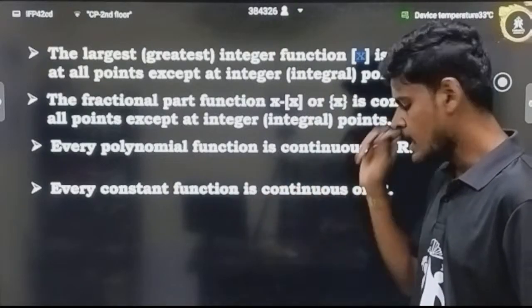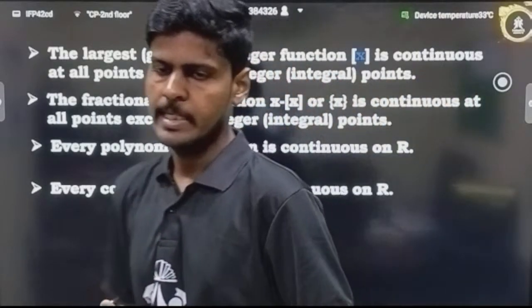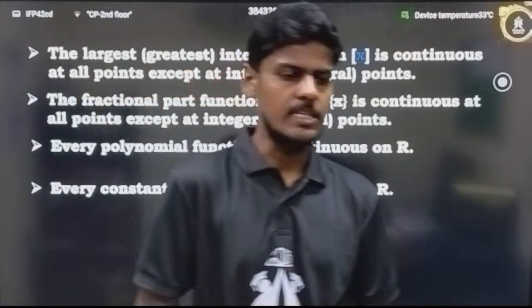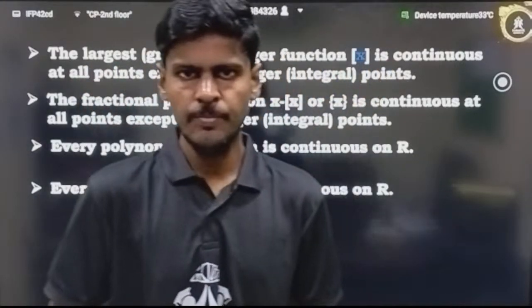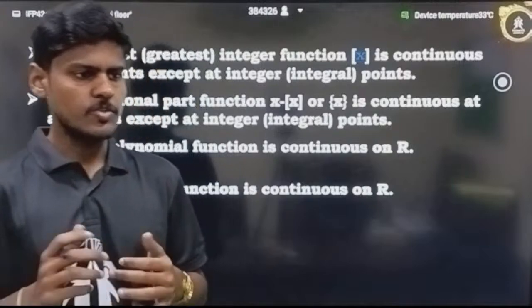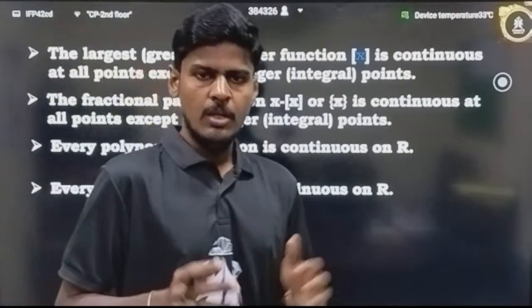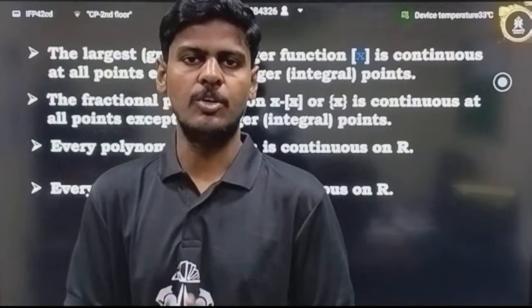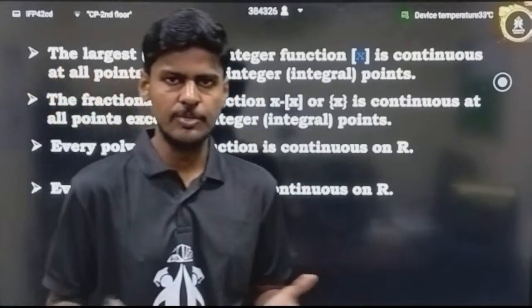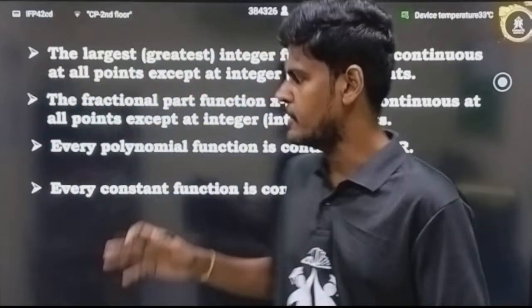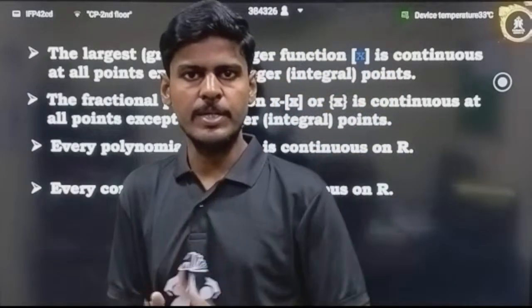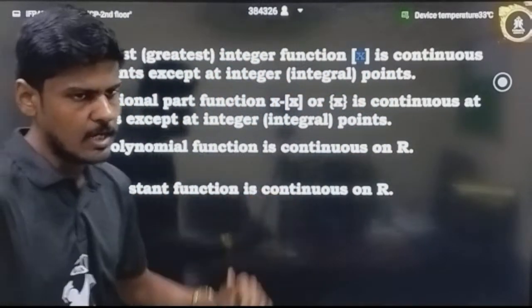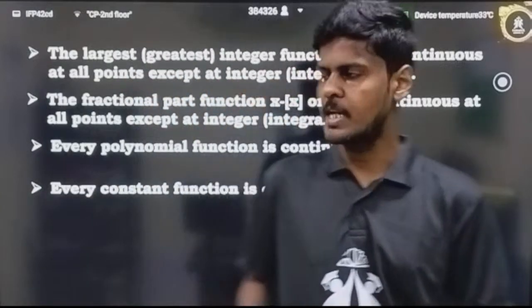Constant function is continuous on R. That is true. Constant function means its value does not change. For example, y is equal to 2. That is a constant function. So it always remains same. F of minus 5.6 is equal to 2. F of 2 equal to 2. F of 0 equal to 2. So whenever x changes, y value does not change. So this is an example for constant function. So for all constant functions, it is always continuous.